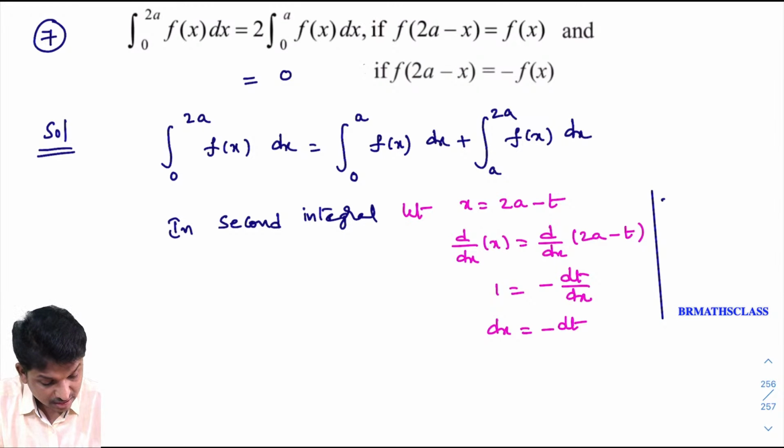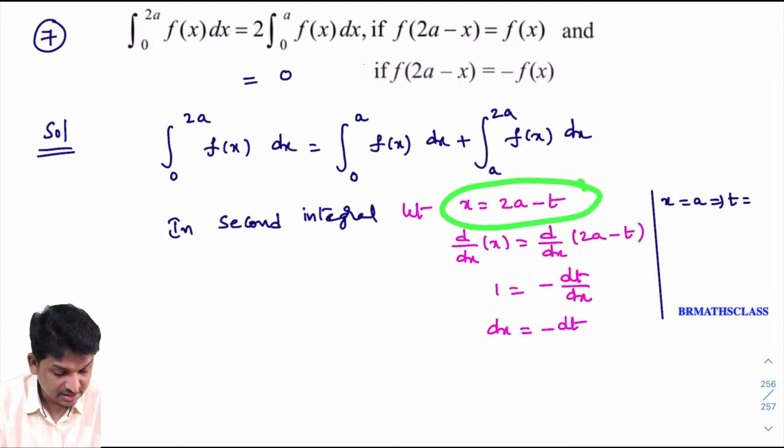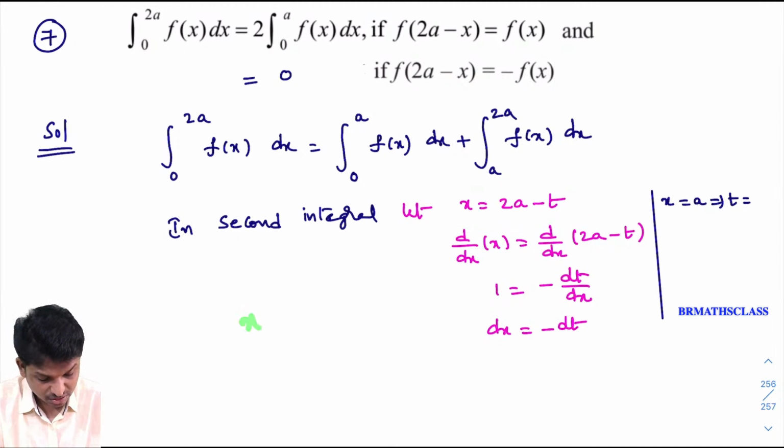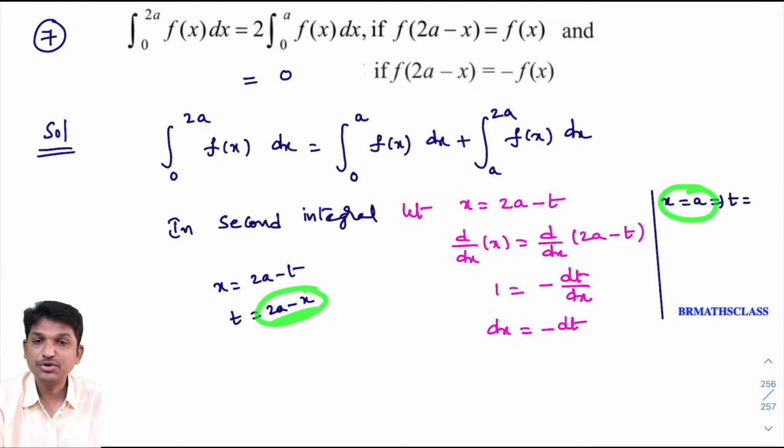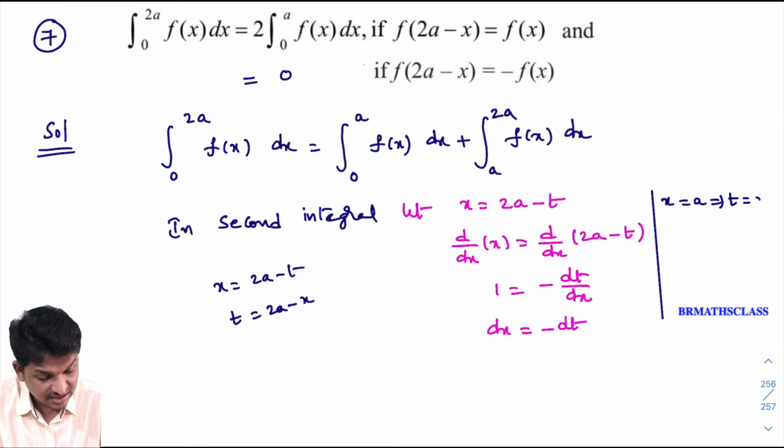What I'll do now, if x equal to a, look here, x equal to a, then what is t? In place of x, you write a. I'll write here to understand, x equal to 2a minus t I have taken. What is t from this? t is 2a minus x. You take this t to the left hand side, t equal to 2a minus x. You put x equal to a in this. If you put x equal to a, t equal to a, right? This is t equal to a.